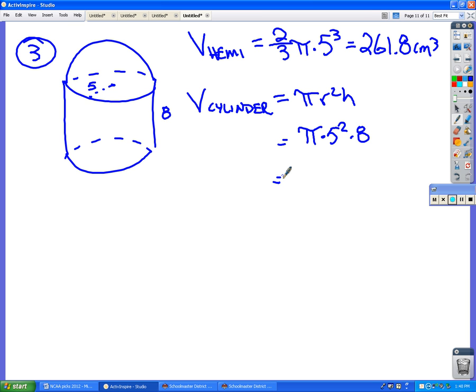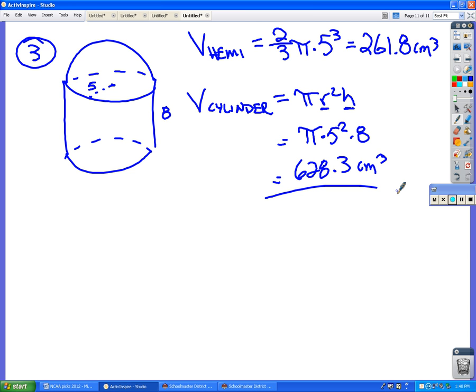Is it r cubed right here? No, it's r squared because this times this gives you a cube eventually. Okay? So it's r squared because it's the area of the circular base times the height. Okay? So 25 times pi times 8 is 628.3. Okay. Sorry. Trying to do math in my head, didn't work out.